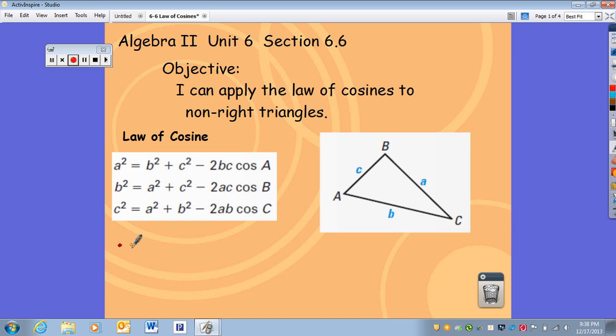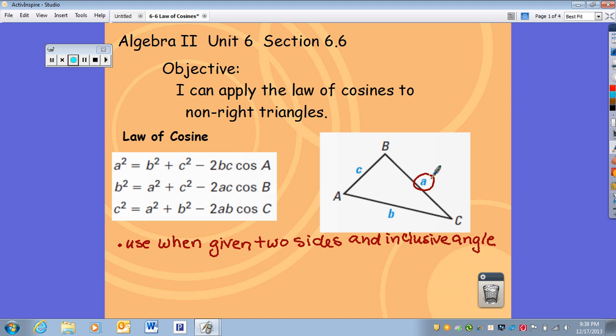There are a couple of instances that we will want to take a look at. First of all, we want to use this when we are given two sides and an inclusive angle, which means that we are given, for example, side A and side B, and then we have also been given angle C, which is called the inclusive angle. It is between the two sides that are given.